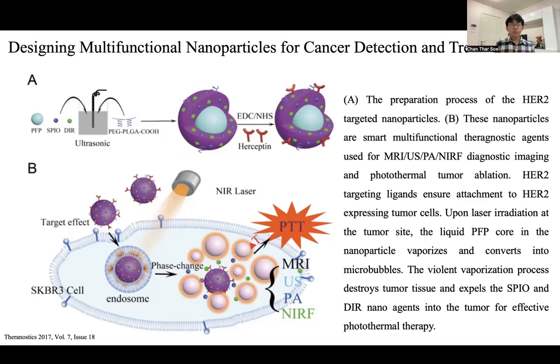Another thing: SPIO and DIR will also be released from the PEG and PLGA polymer matrix, and they will be used for photothermal therapy from the outside, in addition using MRI or NIR imaging. Then they will give the photothermal energy to the cancer cell. This is another way we are able to design the nanoparticle for cancer detection and also cancer therapy.